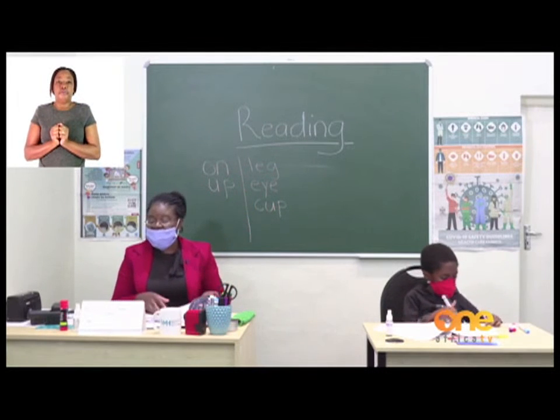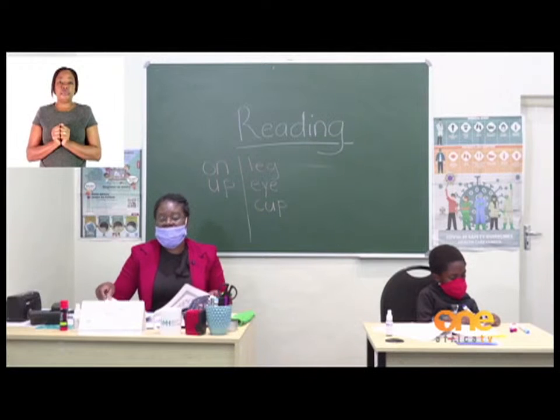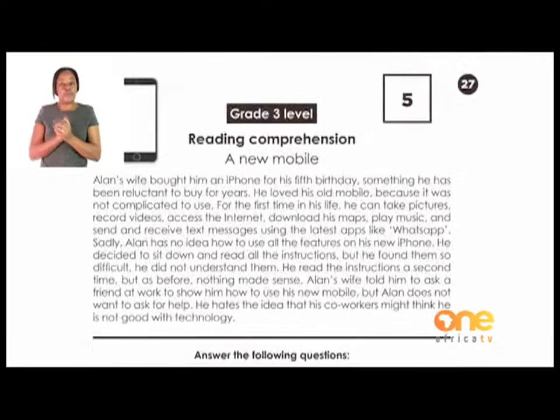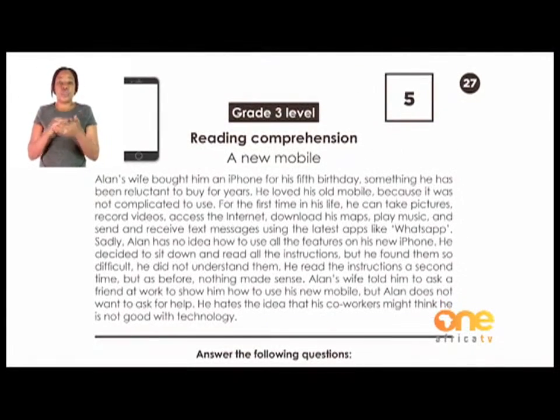Now, I'm going to take the grade 3s with me to page 27, where we are going to read a comprehension, and then we are going to answer. We have a story there of a new mobile. We are going to read this story, and we are going to answer the questions that follow. Now, let's read together. You follow with me at home.